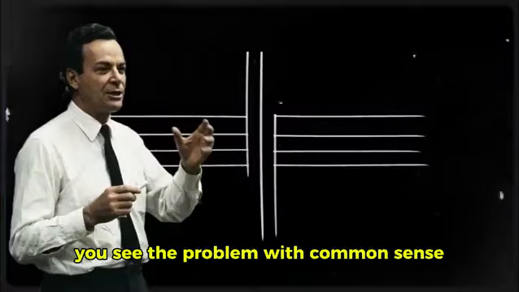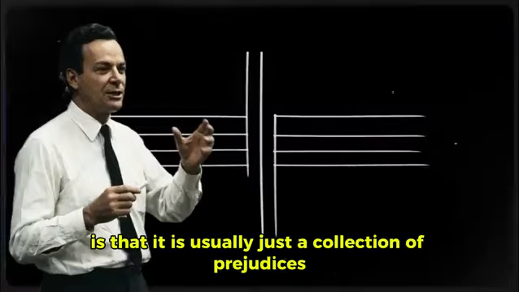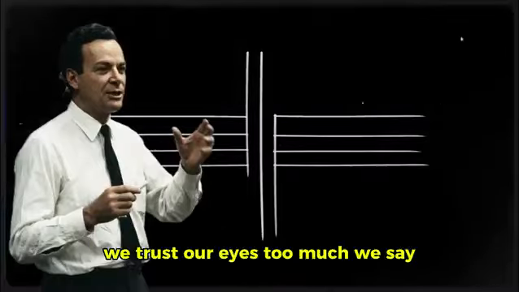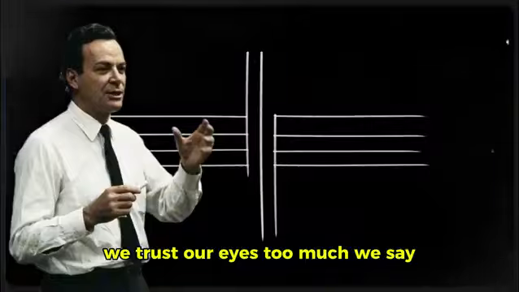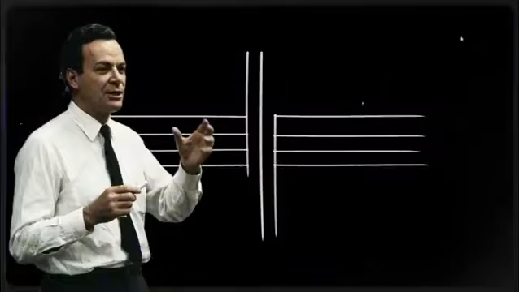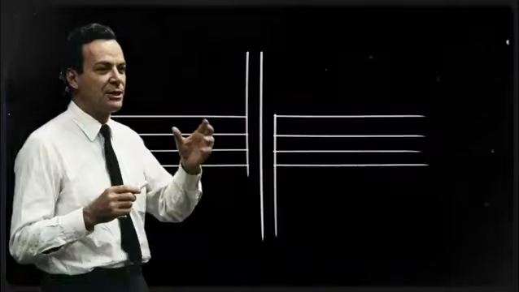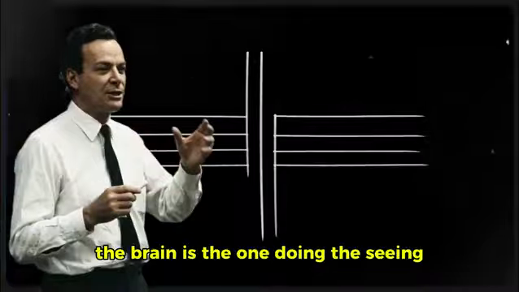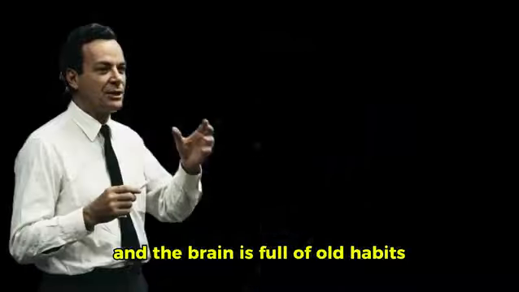You see, the problem with common sense is that it is usually just a collection of prejudices we acquired by age 18. We trust our eyes too much. We say, I saw it with my own eyes, as if that settles the argument. But the eyes are just lenses. The brain is the one doing the seeing, and the brain is full of old habits.